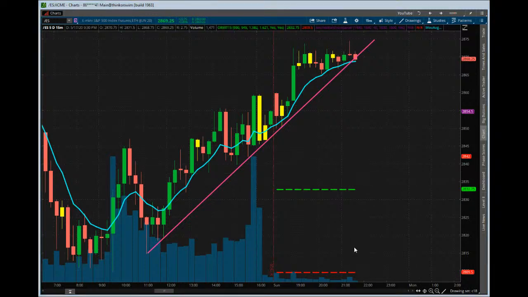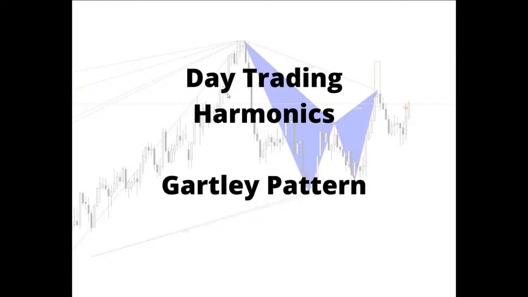So let's go into the topic here, and then we'll take questions and chart requests. This week we're going to be talking about day trading harmonics. You can see in the background that blue butterfly-looking pattern, really neat stuff. And tonight we're going to talk about the Gartley pattern. This is the first foundational pattern. Gartley is the guy who first came up with these concepts.